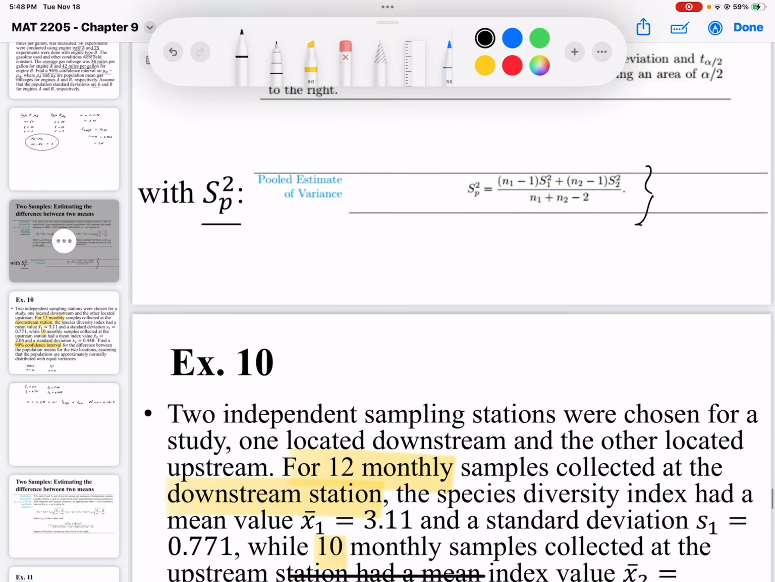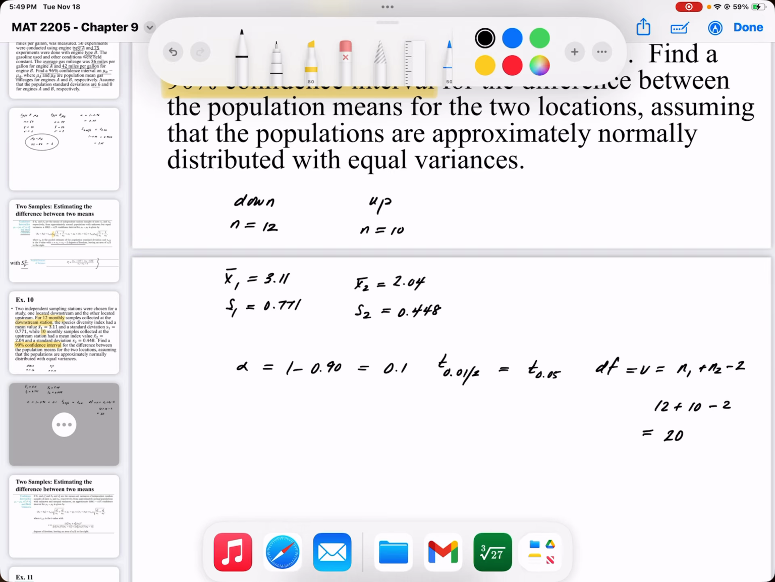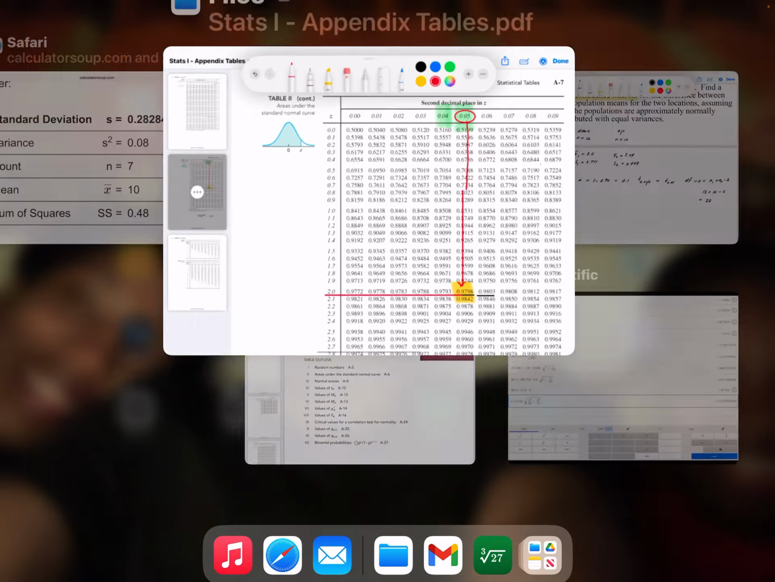So let's find the degree of freedom quickly. 12 plus 10 minus 2, so that's 20. Let's go to the chart quickly and find that. T sub 0.05, degrees of freedom 20.